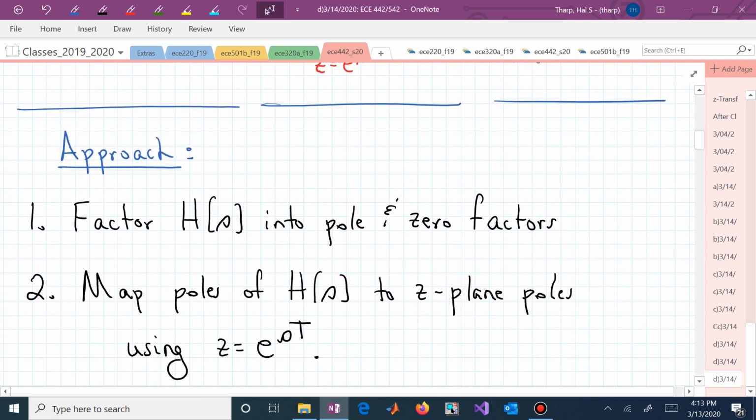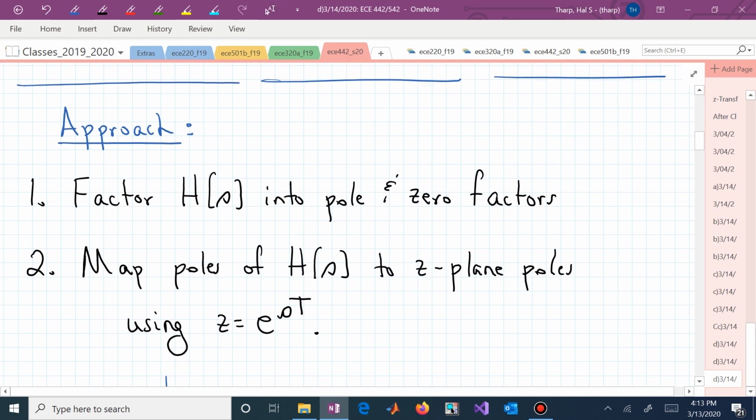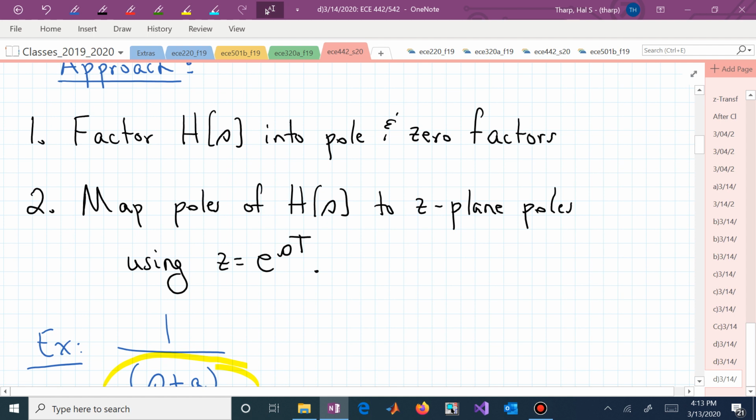So the approach to do this is first to factor H of s, the analog transfer function, into pole and zero factors. That will then allow us to treat those individually so that we can now map the poles of H of s to z-plane poles using this relationship that we've already derived that relates s with z. So let's look at an example.